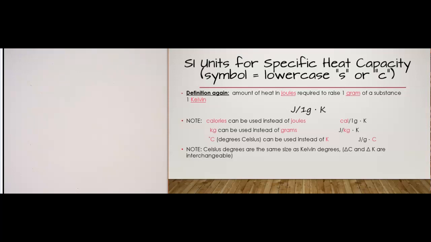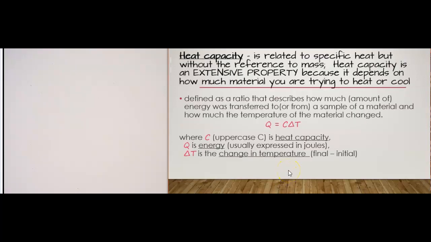Sometimes people refer to specific heat capacity in kilograms instead of grams. So if you go back to your original one, instead of 1 gram, you see kilograms. Other times you will see that degrees Celsius will be used instead of Kelvin, and so it would be joules per gram degree Celsius. The only reason Celsius can be used is because the size of 1 degree Celsius is the same as the size of 1 Kelvin. So when you're looking at differences, it becomes interchangeable.